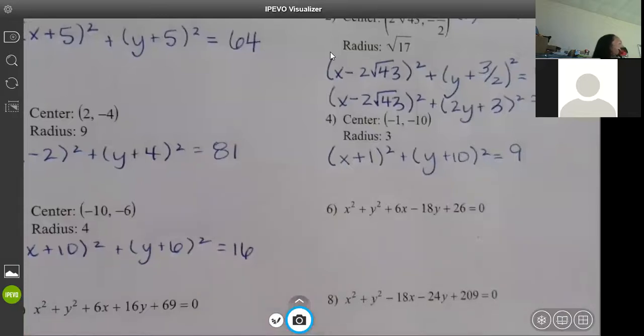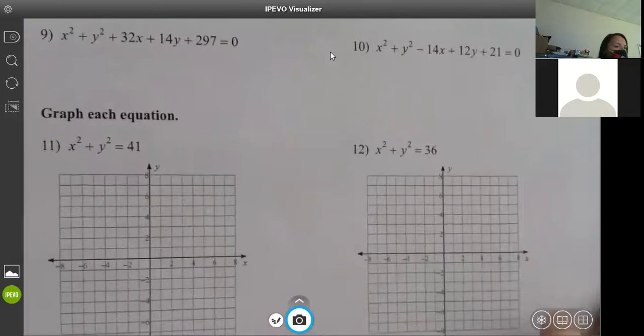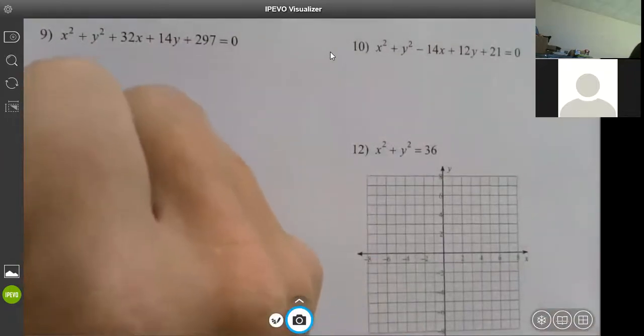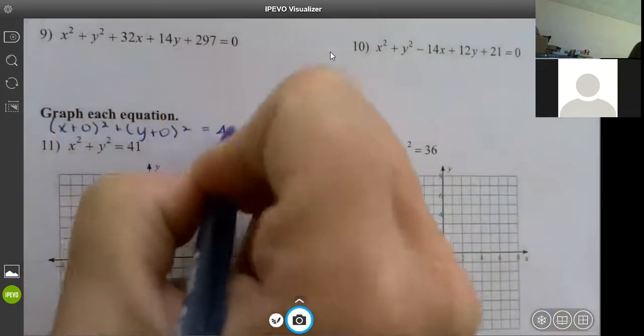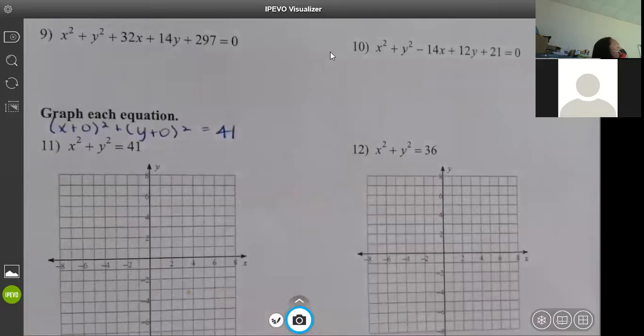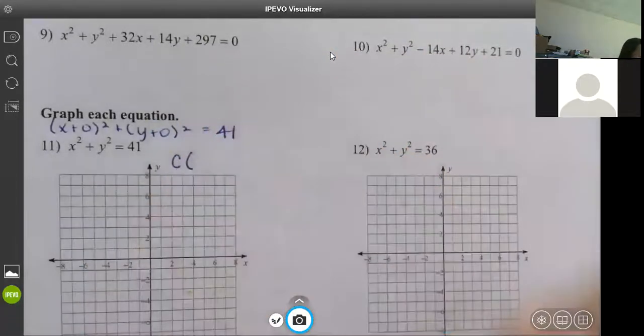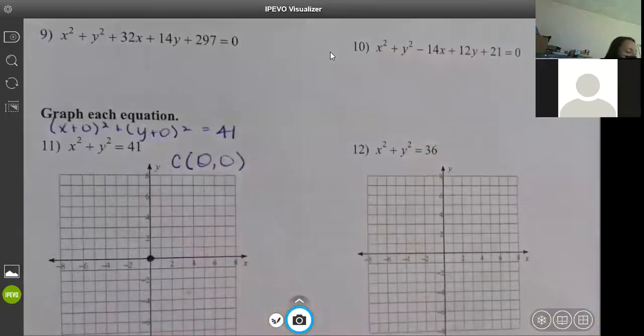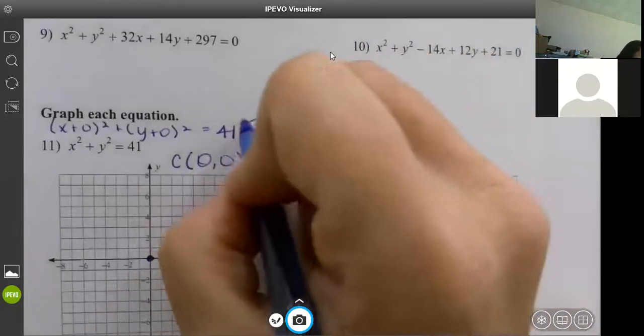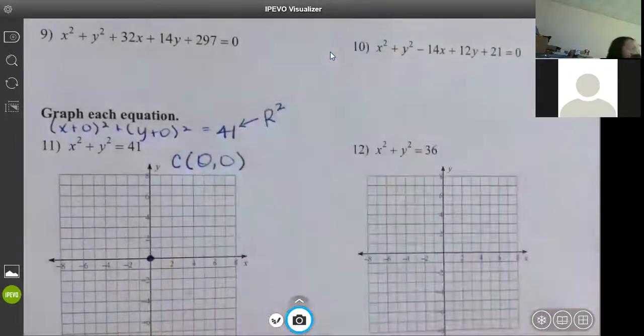We're gonna review it, but I wanna do the easy stuff first and then we'll go back and do all the hard stuff, okay? So we're gonna go down to number 11. If you have an equation that looks like this, I can rewrite it as x plus 0 squared, y plus 0 squared equals 41, okay? So just being x by itself or y by itself means that that coordinate with it is going to be the 0. So what would our center be? 0, 0. So we plot our center at 0, 0. And then remember that this 41 is your radius squared.